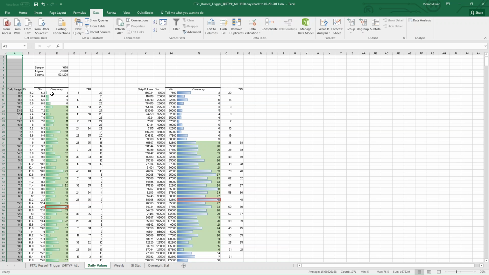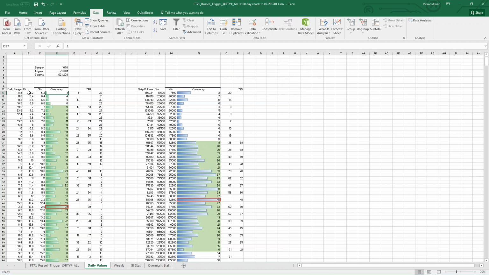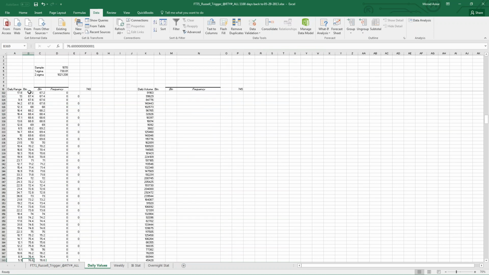Okay, so what I do is I use the data analysis tool, the histogram tool within Excel, and I go and I create a bin from the low range to the high range, 5 to 76.5, right? So 76.6. I created a bin that goes in 0.2 tick increments, just so that data is not so spread out.